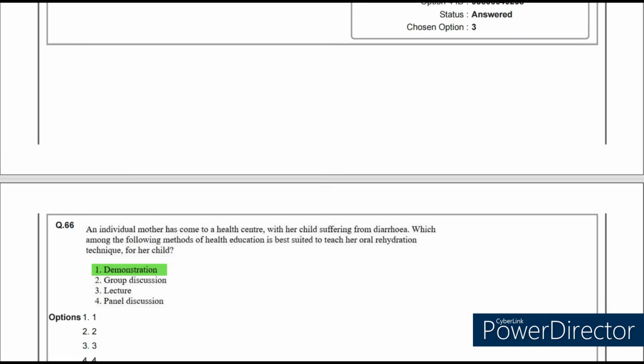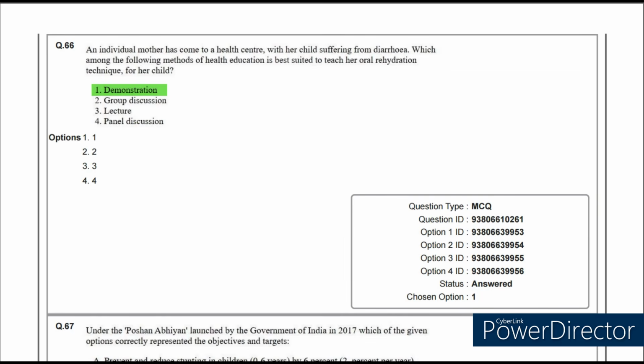And now coming to question number 66, which is on health education. Which method is best suited to teach mother oral rehydration technique for her child? It is very easy. The answer is demonstration. So option 1 is correct.